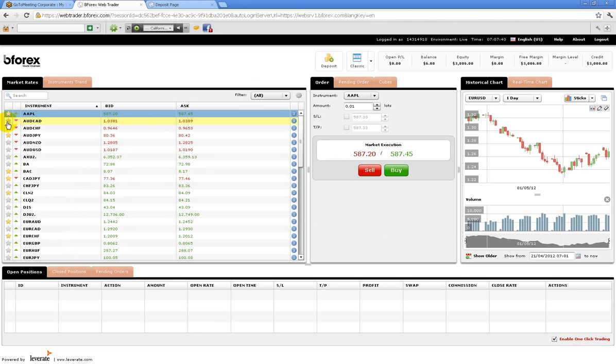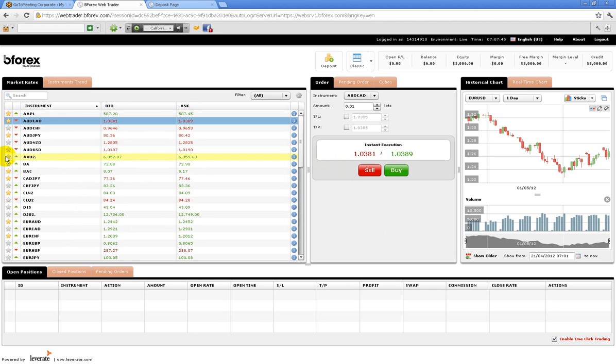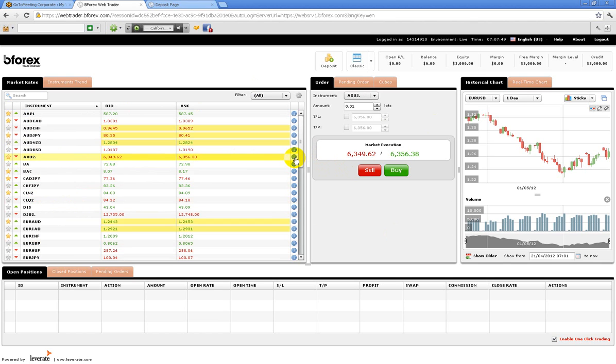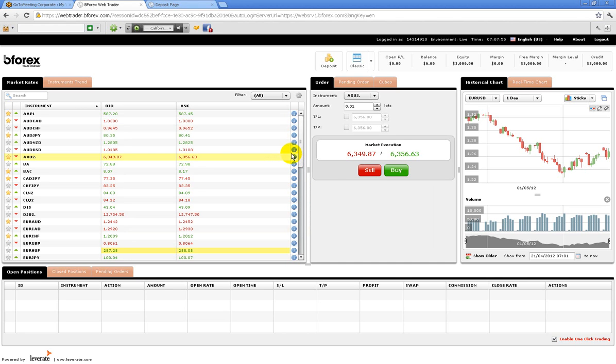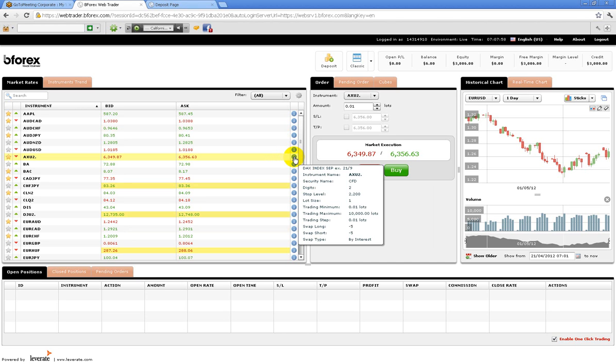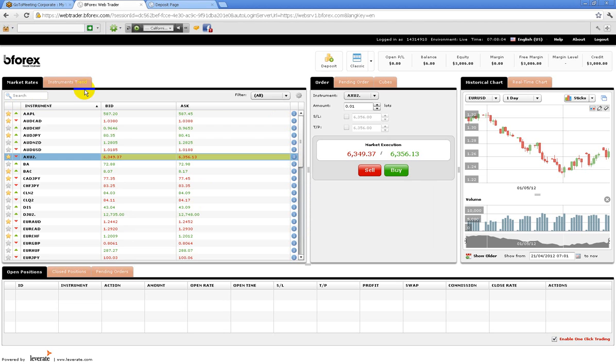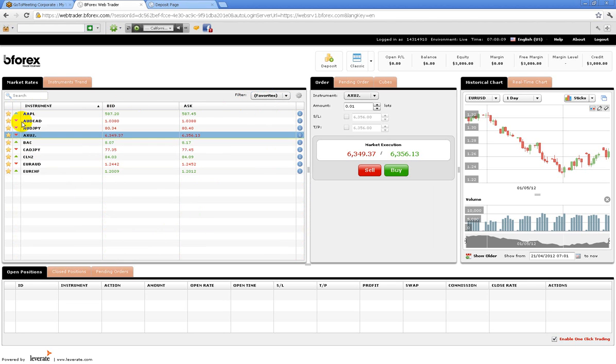On the left side of the instruments, you can click on the small star just to make it your favorite. And if you need more information about a specific instrument, all you need to do is to point on the small icon that relates to the instrument that you chose. And here you will have the full information of every instrument. Now, you can filter instruments by your favorites, like I said before, by clicking on the star.